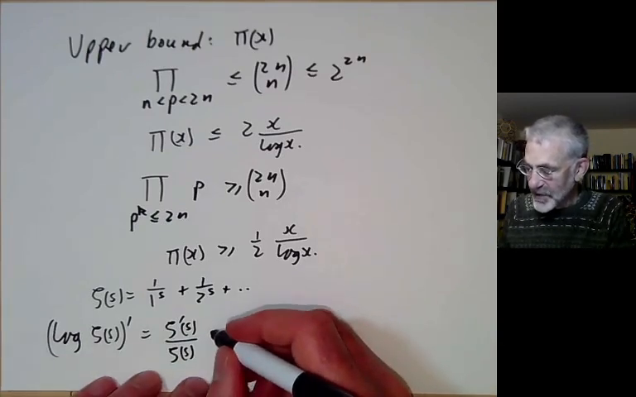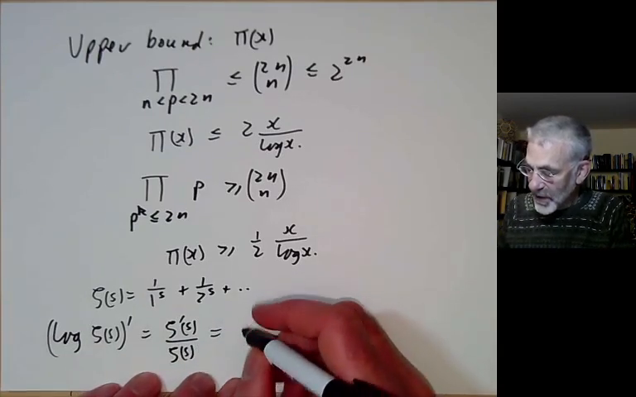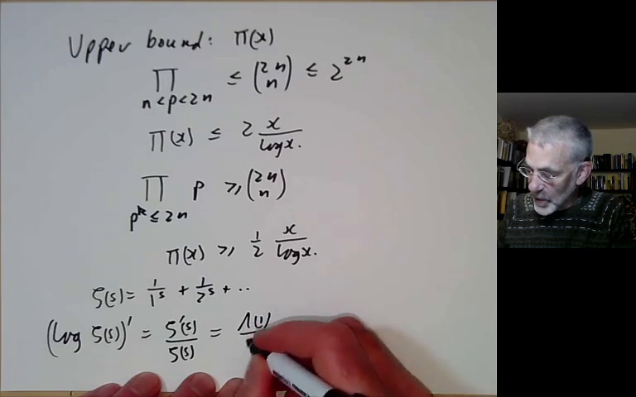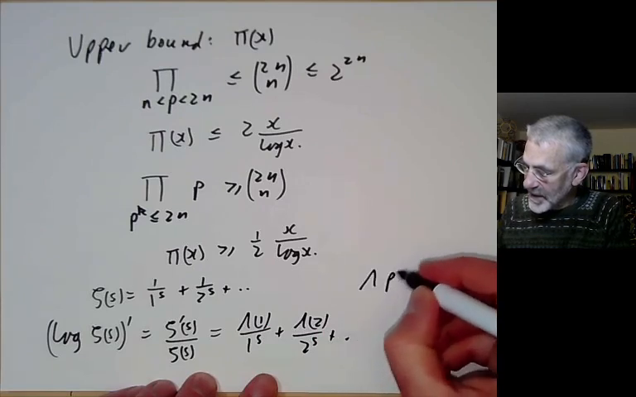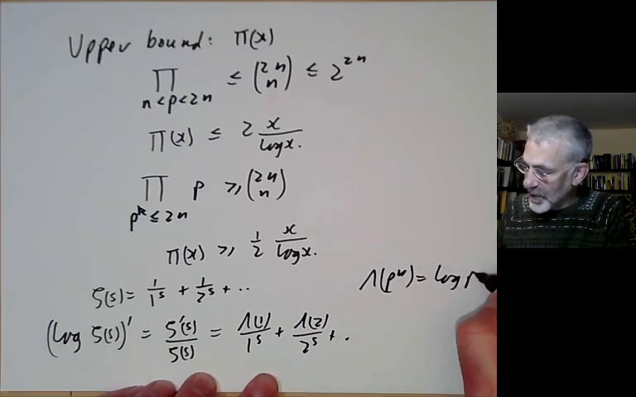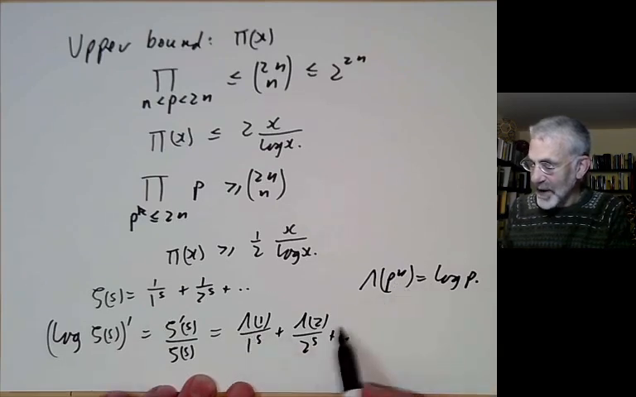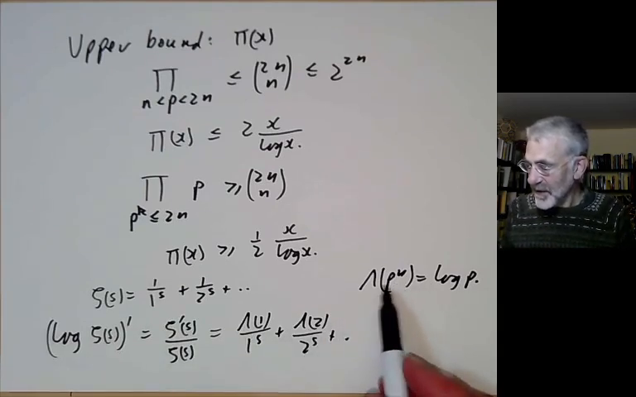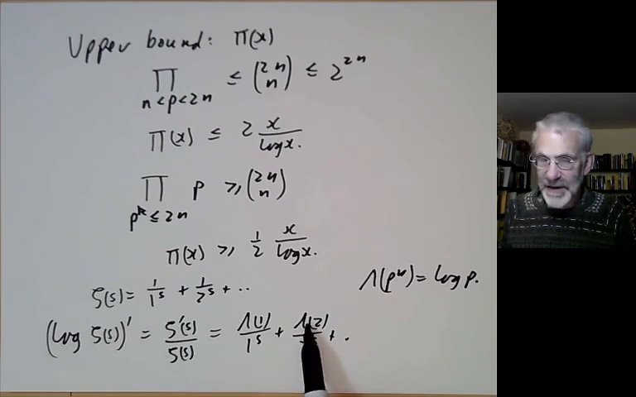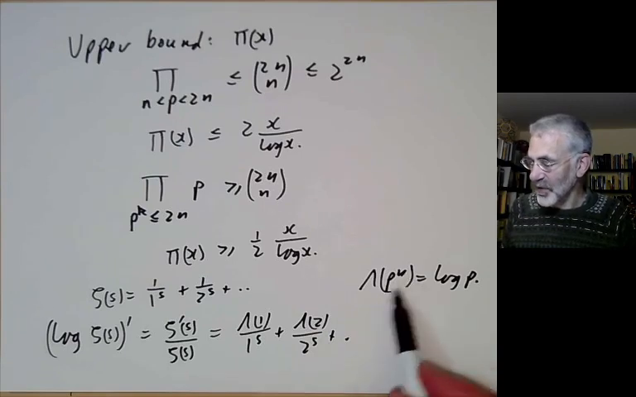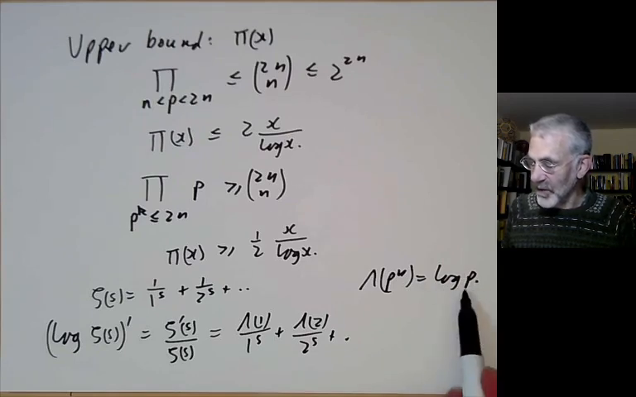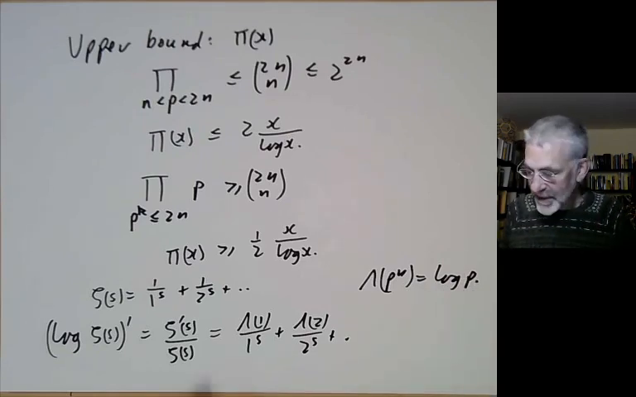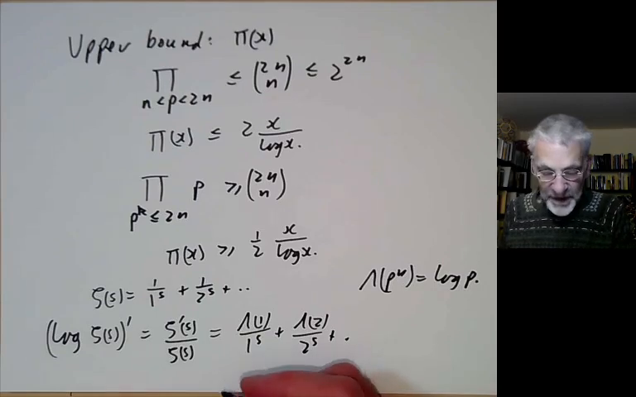And as I mentioned in the previous lecture, this can be written as lambda 1 over 1 to the s plus lambda 2 over 2 to the s, and so on, where lambda of p to the n is equal to the logarithm of p for all prime powers, and lambda n is 0 otherwise. So you can see that this lambda function is very nearly counting primes. It's counting primes, except that you're not quite counting primes, you're counting prime powers, and you're also weighting things by a factor of log of p.